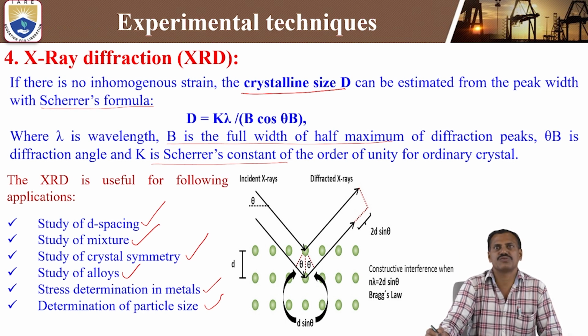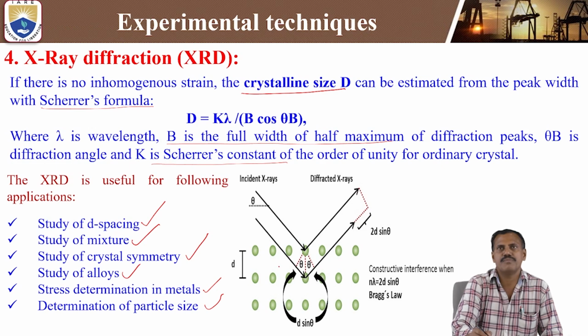So this diagram shows Bragg's law. Here the incident angle falls on the sample at diffracted angle theta. These are the crystal planes, and these are the atoms inside the crystal. So here this is one plane, this is the other plane. The distance between these two planes is D. That is the interplanar distance D.